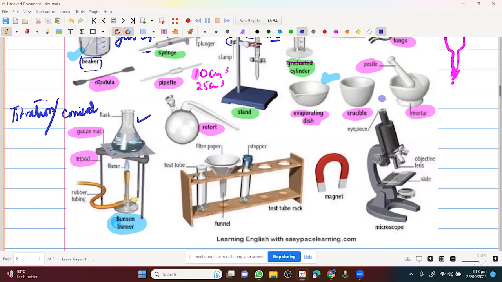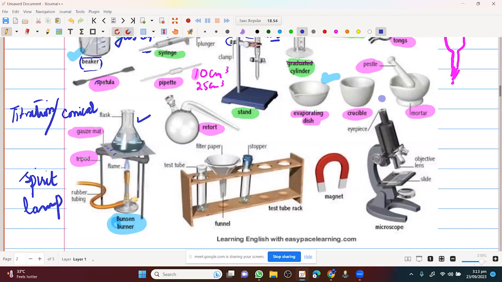Anyone who can answer me? What is the alternative of a Bunsen burner? Yes, we will use a spirit lamp. So a spirit lamp will be used instead of a Bunsen burner if there is no gas in your laboratory.